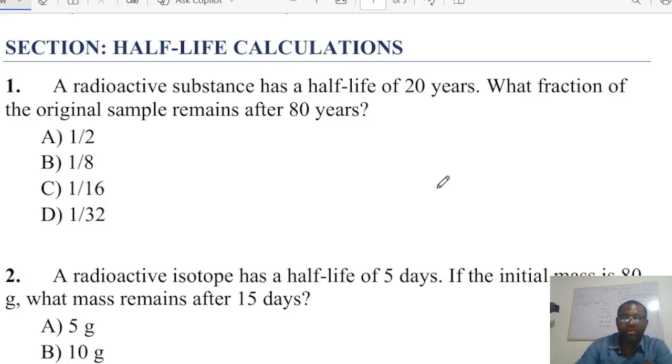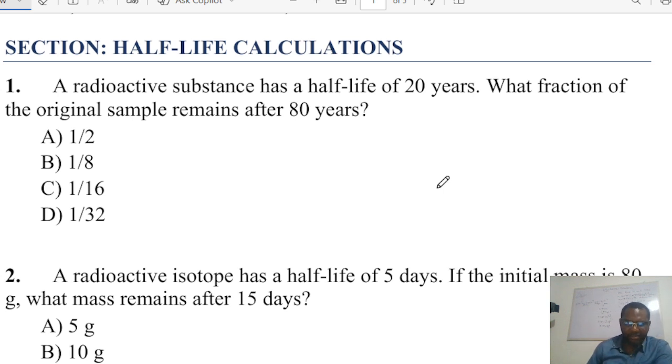Okay, hello everyone. In this video, we are going to be solving different calculation questions, especially those that have to do with half-life, balancing of nuclear reactions, mass defect, nuclear reactions, and all of that. Okay, so here we have the first question.